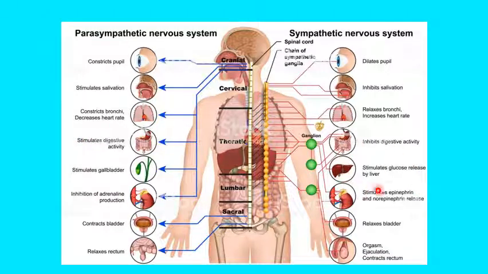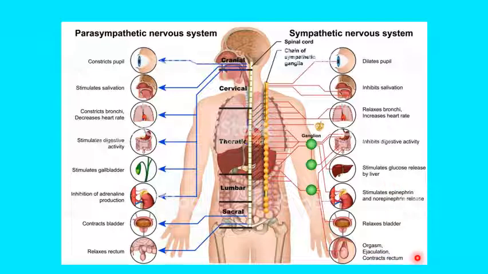The sympathetic division also stimulates glucose release by the liver. Glucose is the energy for the brain. Sugar, the term sugar rush. Another function is it stimulates epinephrine and norepinephrine. These are neurotransmitters. You will learn more about neurotransmitters in the next chapter, in neural conduction. But these are referred to as stress hormones. So they are released in a heightened state.